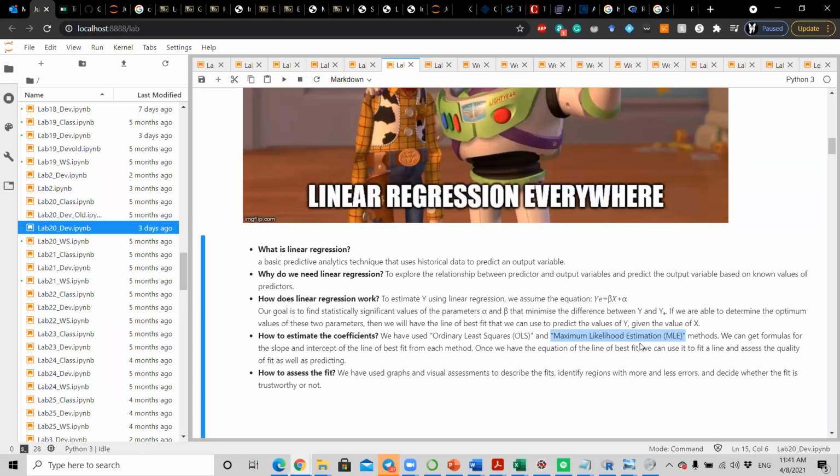Based on, for example, a graph, you would look at which ranges your model performs better or worse over, and you would provide a more visual description of your model's performance. So these are also ways to assess the fit.